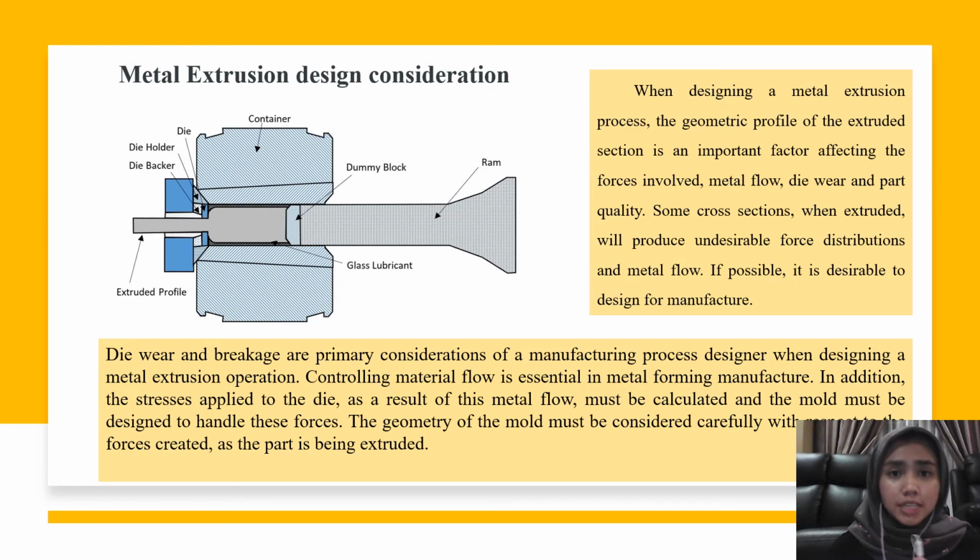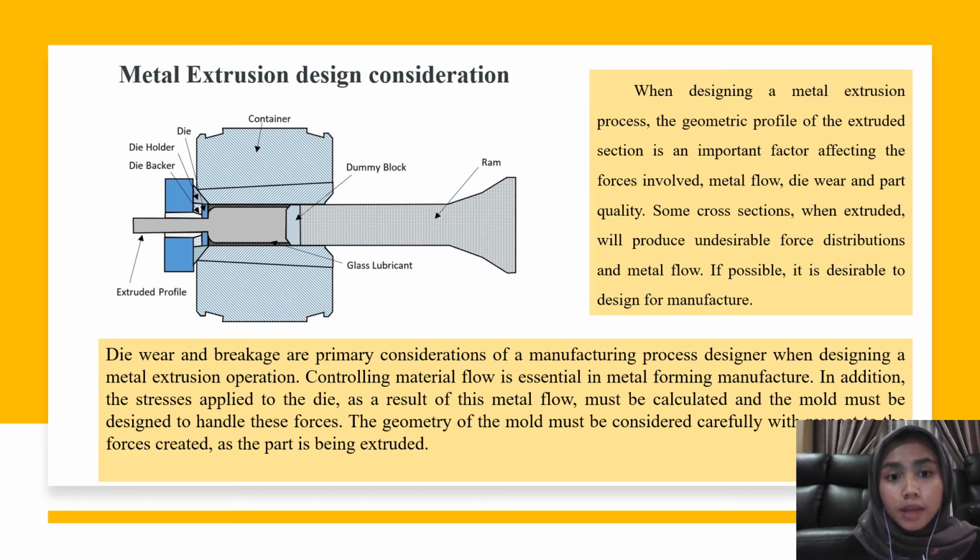As for the design consideration for metal extrusion, when designing a metal extrusion process, the geometric profile of the extruded section is an important factor affecting the forces involved: metal flow, die wear, and part quality, while some cross-sections when extruded will produce undesirable force distribution and metal flow. If possible, it is desirable to design for manufacture.